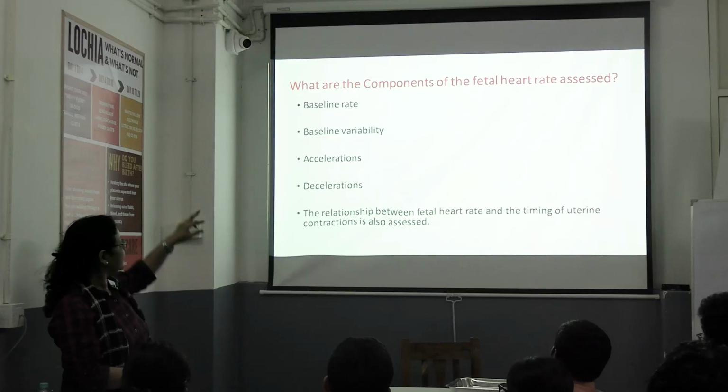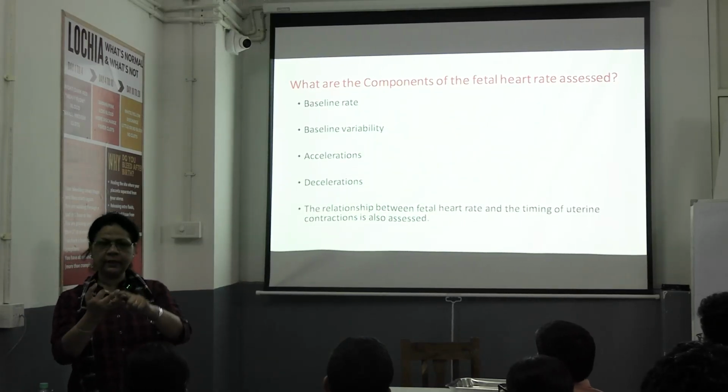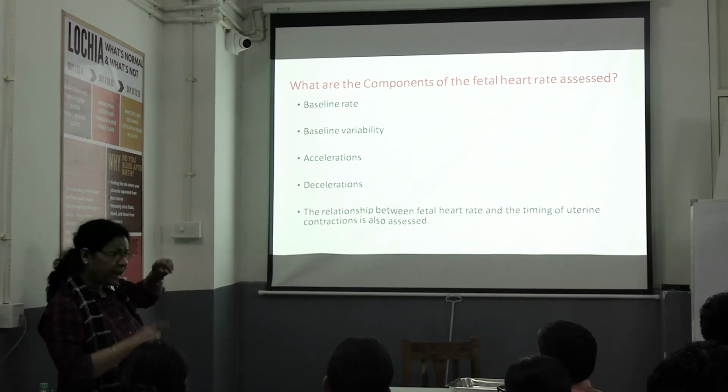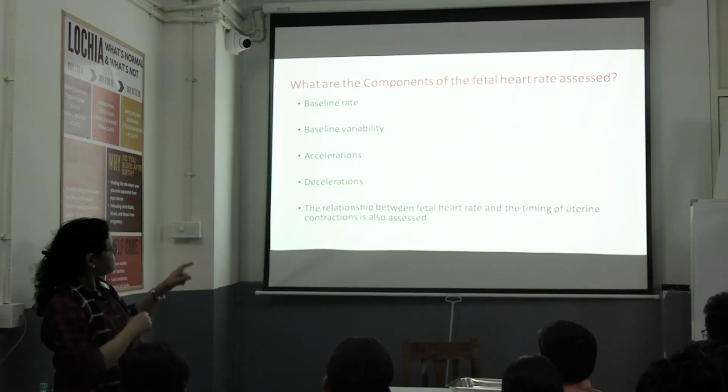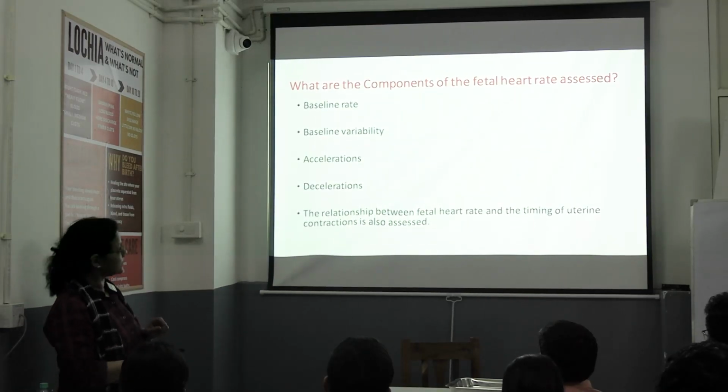So these are the criteria. These four things you have to keep in mind: baseline heart rate, variability, acceleration, decelerations. These are the four components. And the relationship between fetal heart rate and the timing of the uterine contractions.